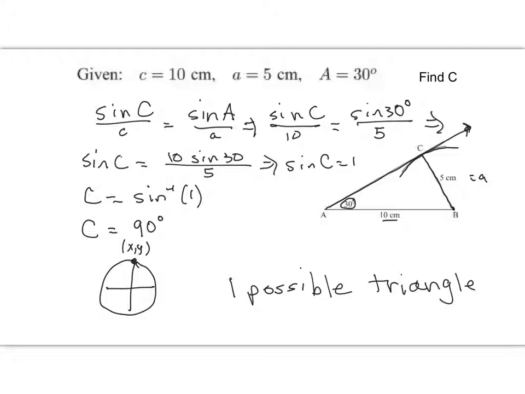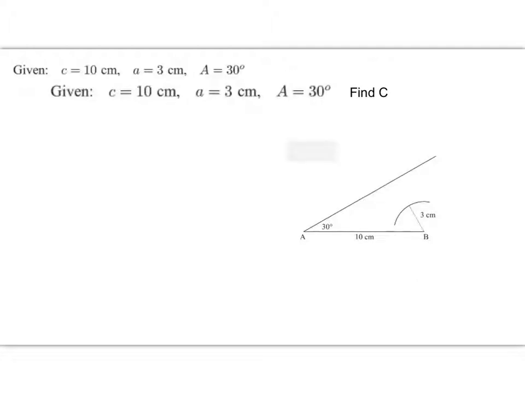But wait, there's more. Here, I have another situation. I have triangle ABC. Again, angle A is 30 degrees. Side C is 10 centimeters. This time, side A is 3 centimeters.